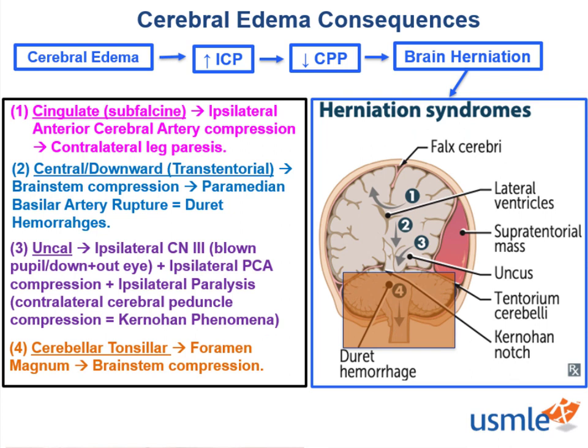Lastly, the cerebellar tonsils can herniate into the foramen magnum, the conduit from the brain to the brainstem and spinal cord. This is called a tonsillar herniation and puts significant stress on the brainstem, especially the medulla, leading to cardiorespiratory depression and death.